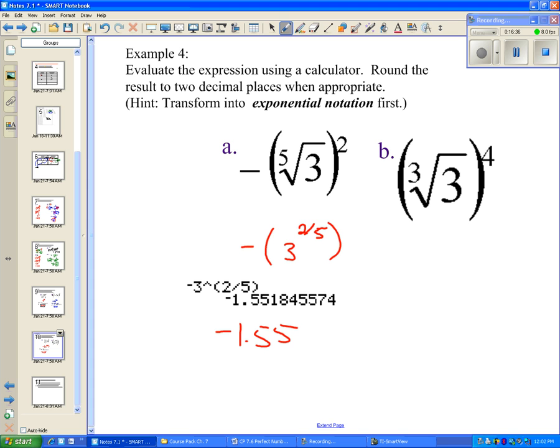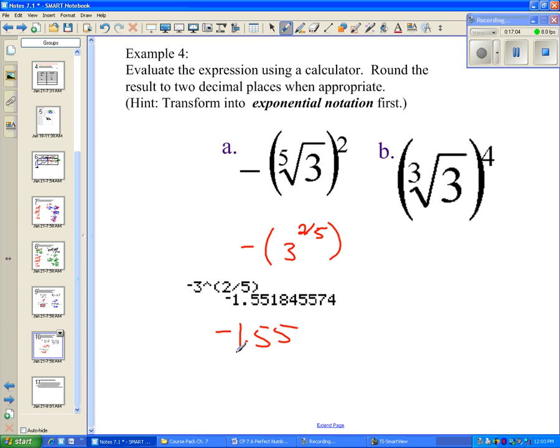Again, the way the calculator sees this is that the negative is outside of what's being taken to the power. So that negative is what is stuck in the front here. If I put it in parentheses, I'd end up with a different answer because that negative 3 would be squared, and then I want the 5th root of that, and I'd come up with a very different answer. So negative 1.55 is what that is looking for.